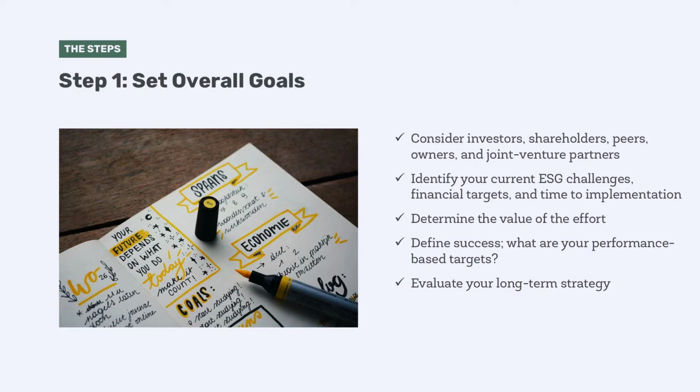investors, shareholders, peers, etc. As part of the process of identifying your current challenges, you're also figuring out what your restraints are. What are your financial restraints? What are your deadlines or your available timelines for implementation? And again, what's the value of the effort? Who's going to recognize that value, and what value do they place on different types of initiatives? In the end, you want to make sure that you have some sort of performance-based target to define your success.